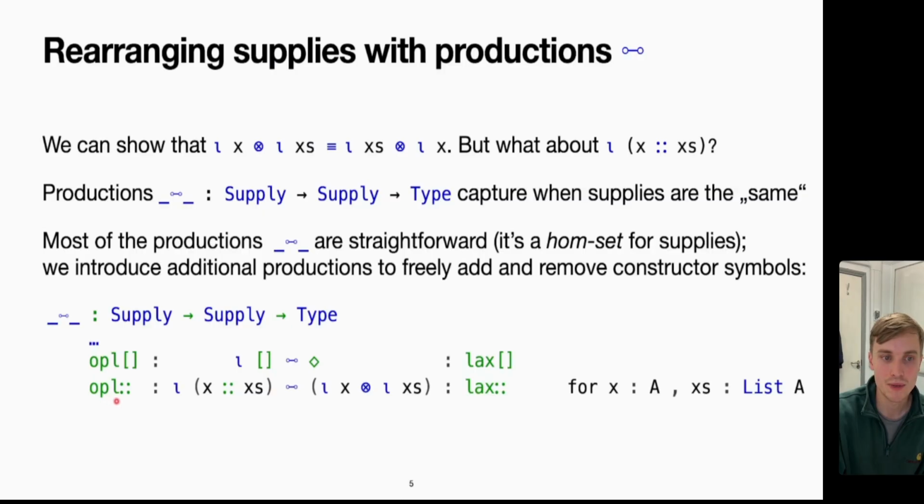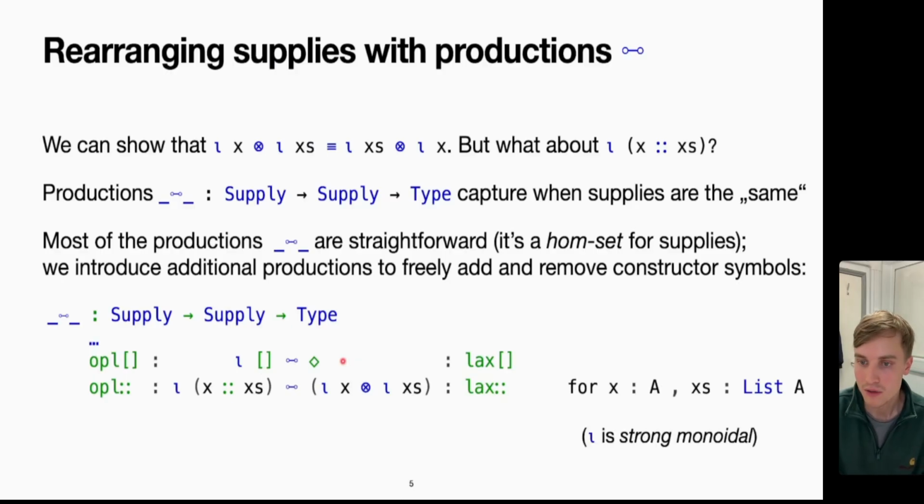So here this op-lux cons, I'll read it as op-lux, says that iota of x in front of xs can be turned into x and then the xs separately in the supply. And we can also go in the other direction with the lux cons production. And we also are allowed to just discard the empty list because it doesn't contain any resources. So we have this op-lux empty list production, which turns iota of the empty list into the diamond and vice versa.